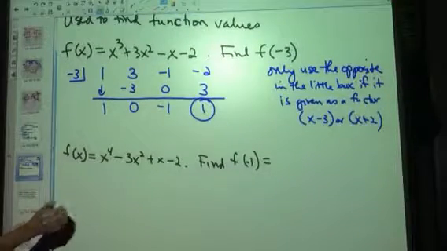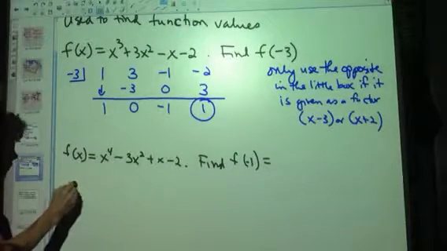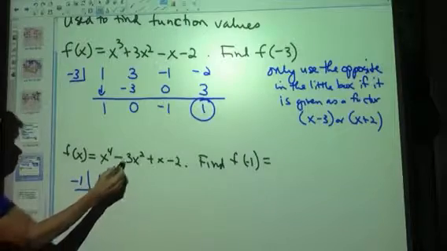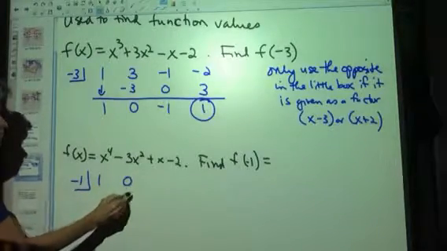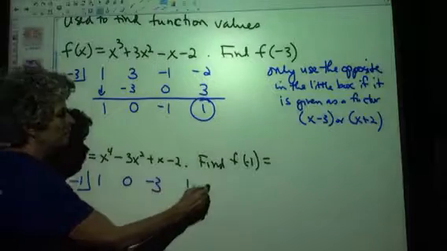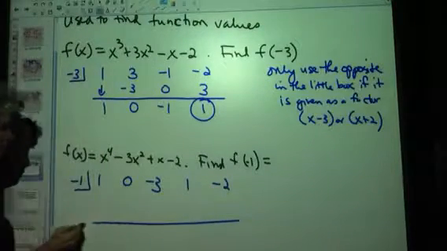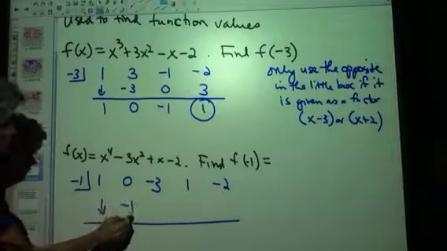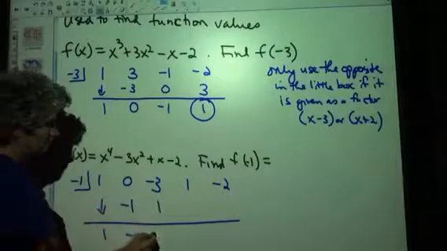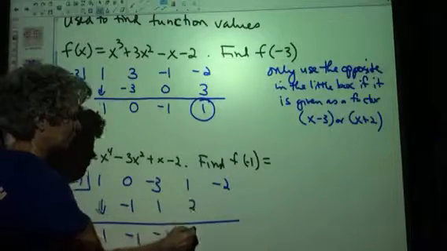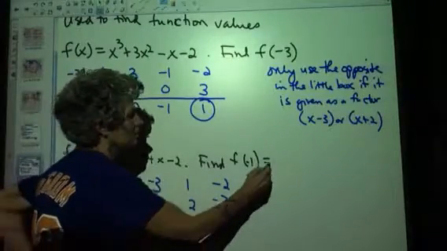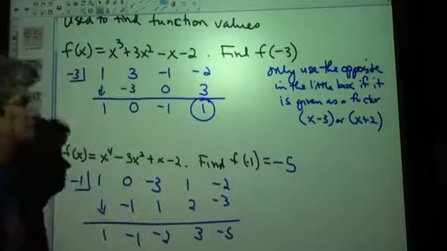So on this one here, in the little box would be exactly the number I was given. 1, oh, the cubic term is missing, so I need a 0. Negative 3, 1, negative 2. Carry that down and continually multiply and add. Multiply and add. Multiply and add. Multiply and add. So this must equal negative 5.